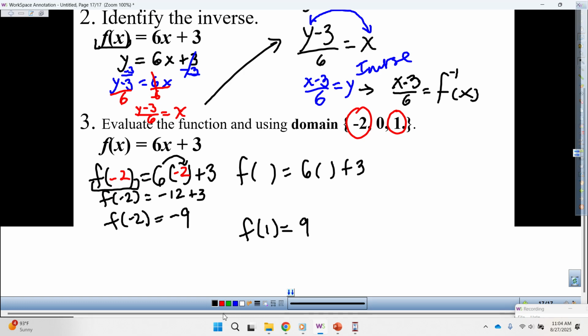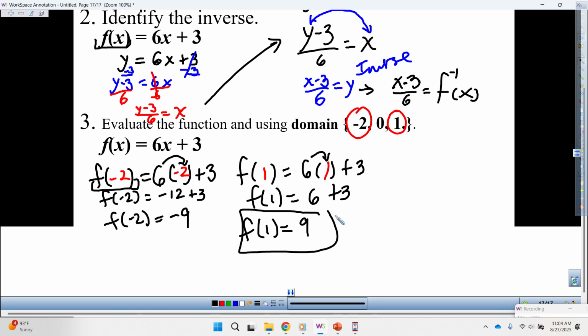Let's double check. We got a 1 here, 1 here. This is just a label, so it stays the same. What is 6 times 1? That's 6. Bring down the plus 3. What is 6 plus 3? 9. Gio from the corner. Let's go. All right. We good? All right.